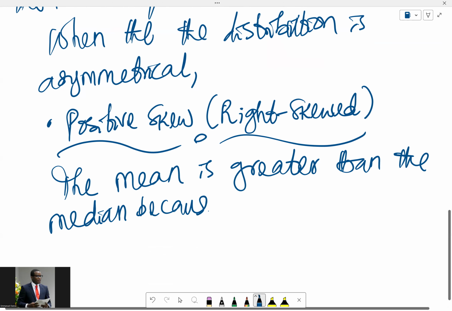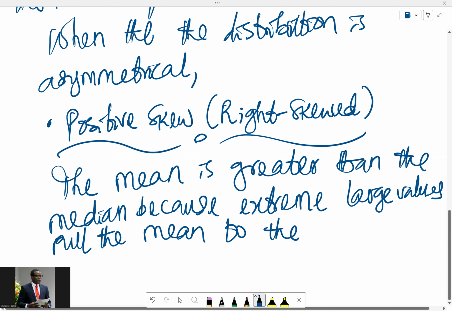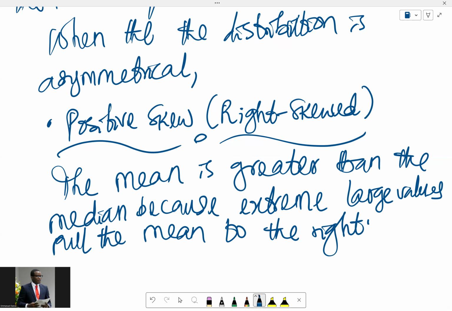because extreme large values pull the mean to the right. To drive the point home, see what happens when something is positive or right skewed.